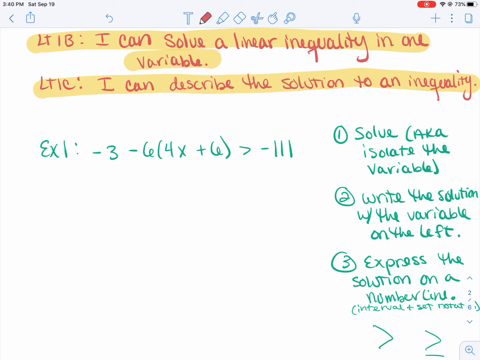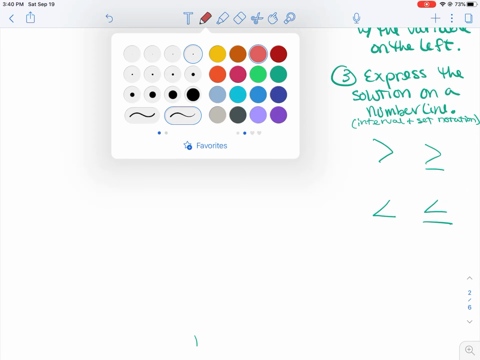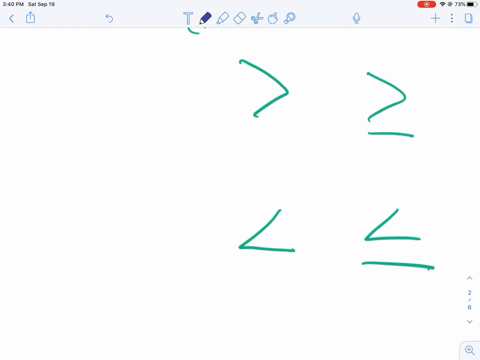Learning target 1b, I can solve a linear inequality in one variable, and learning target 1c, I can describe the solution to an inequality. So these are connected because first we have to solve, and then we have to figure out what we just found once we solved it, all right? Your steps for solving are the same as they are for solving an equation. But now we have an inequality sign, right? This guy right here. So let's briefly review what those inequality signs are, just to help you out.